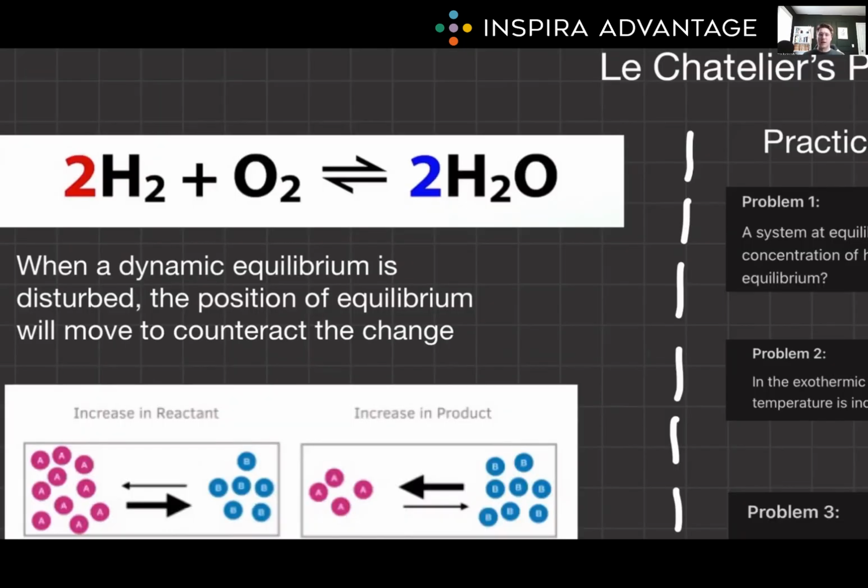Le Châtelier's principle states that if a dynamic equilibrium is disturbed by changing the conditions, the position of equilibrium will move to counteract that change. This is observed when we alter the concentration, temperature, or pressure. And remember that if we change pressure, volume is also probably changing.